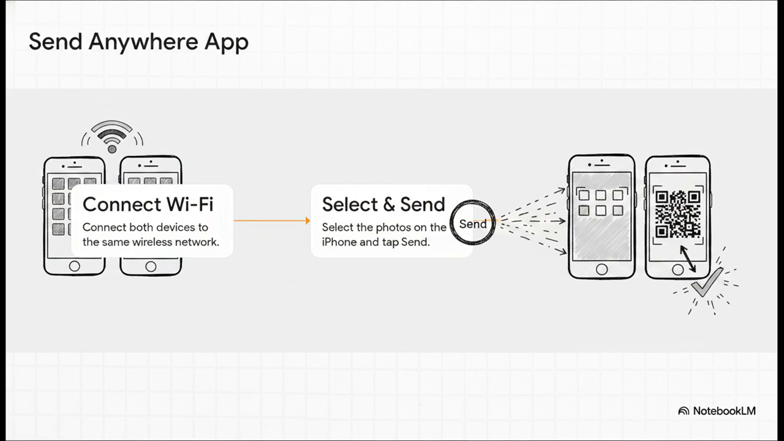Next, on the iPhone, select your photos and hit Send. Then, the magic happens. The app generates a 6-digit PIN and a custom QR code. The Android user just enters that PIN or scans the QR code right within their app and boom, the transfer begins. It honestly makes the whole process feel just as easy and seamless as using AirDrop.